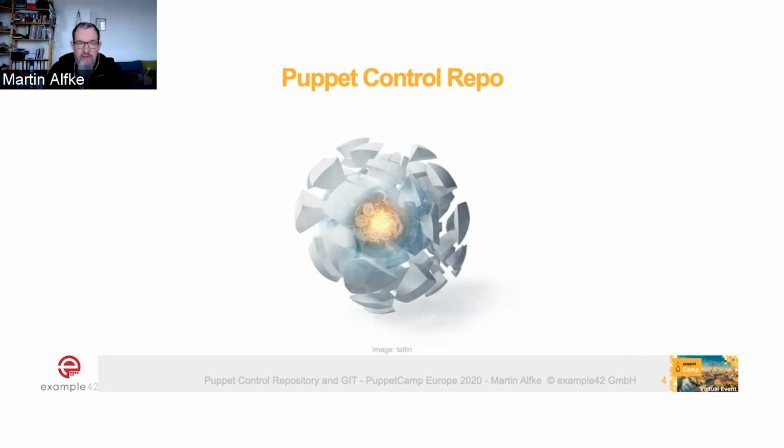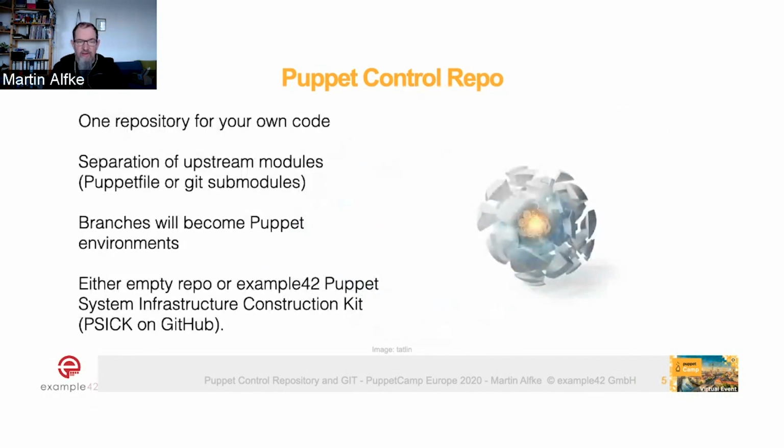Everybody should be aware that this is your code. So it's not something that you can download. It's a control repository where you add your own roles and profiles pattern. You're separating upstream modules, which I usually tend to call library modules, from your own code by having a Puppetfile, and I know a couple of people that don't do this via a Puppetfile, but do this via Git submodules.